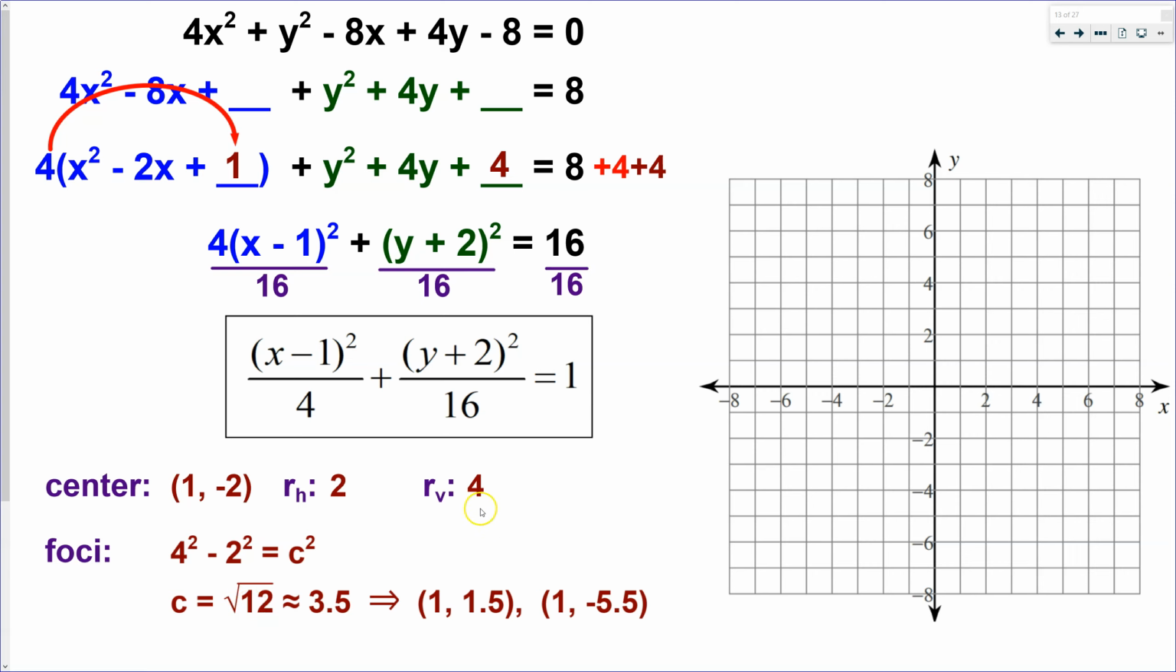That'll be 12. Take the square root of 12, you get 3.5. And then we have figured out that it's an up and down ellipse, so we're going to add and subtract that 3.5 to the y coordinate. You can do this after you graph the thing too, by the way. But if you wanted to figure out the foci before graphing, you can do it. And then if you graph all that, there's your ellipse with your foci labeled.